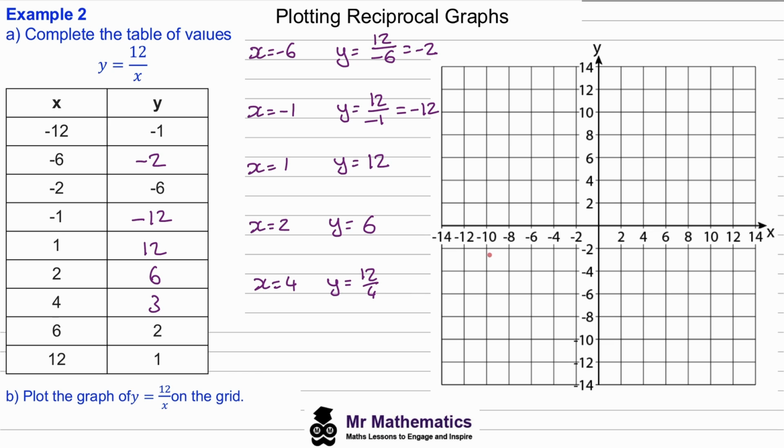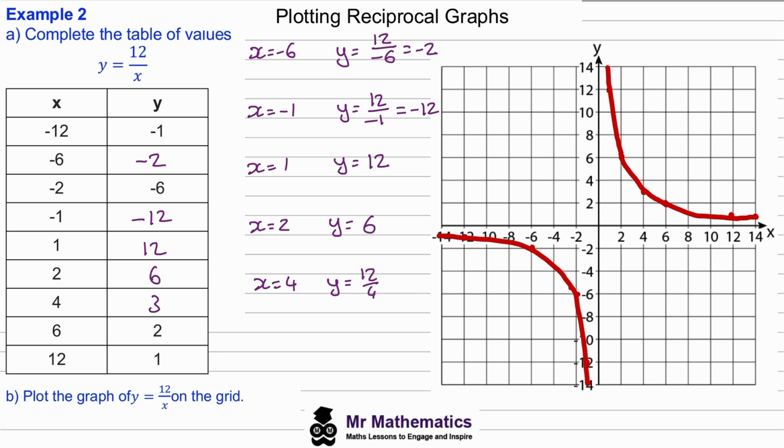Okay, so welcome back if you had a go. We've got 12 and negative 1, negative 6 and negative 2, negative 2 and negative 6, negative 1 and negative 12. Then we've got 1 and 12, 2 and 6, 4 and 3, 6 and 2, and 12 and 1. So the curves will never get to the y-axis or to the x-axis. Again, because we can't divide by 0. So our graph should look like this.